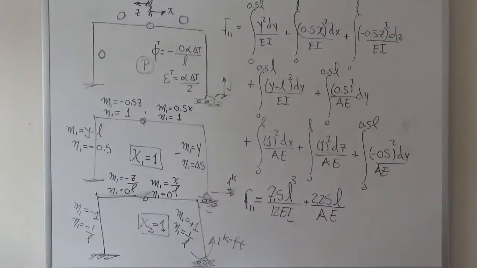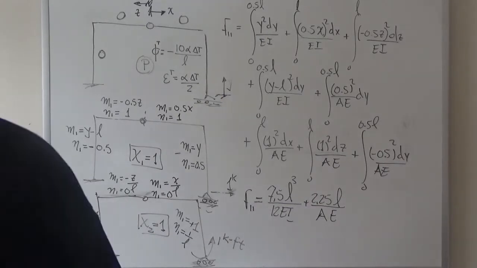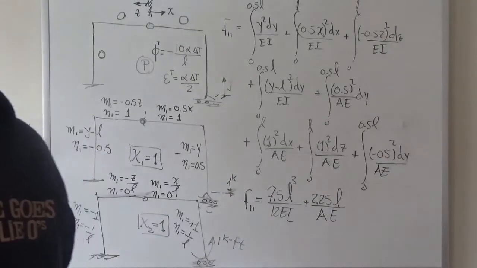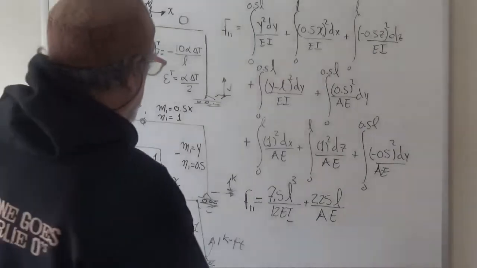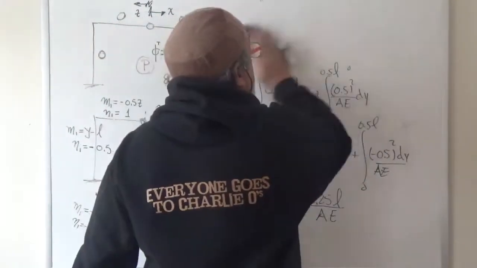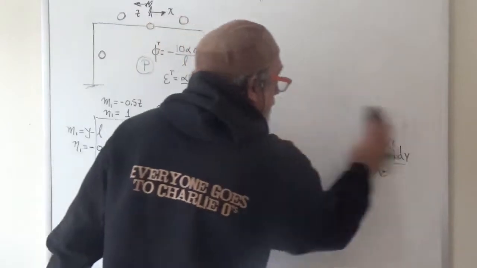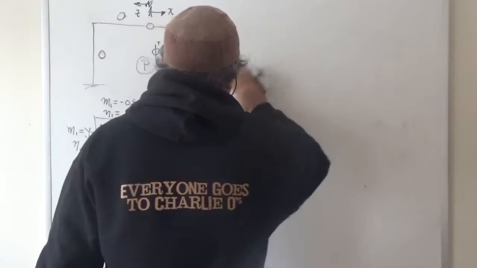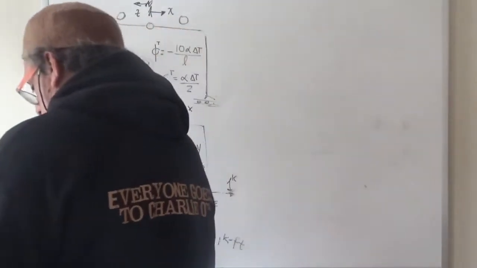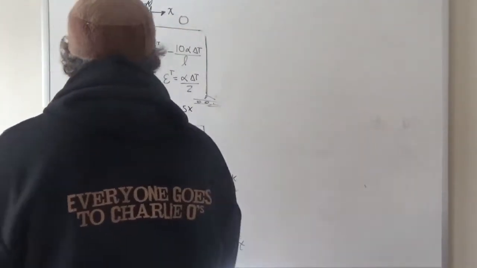And so in this case I don't have to do much, but I'm going to write it here just to have it on the same paper. 7.5 L cubed over 12 EI plus 2.25 L over AE. All right? Really there is nothing to that, other than plugging in, making sure that the limits are correct and so on. Okay? Now we need F22.